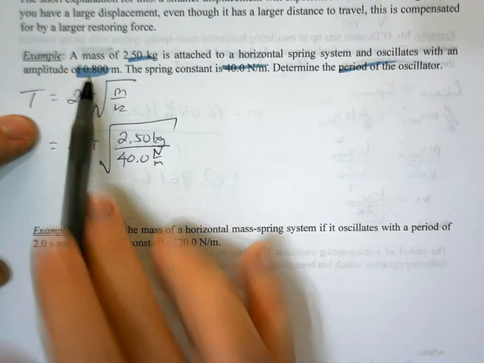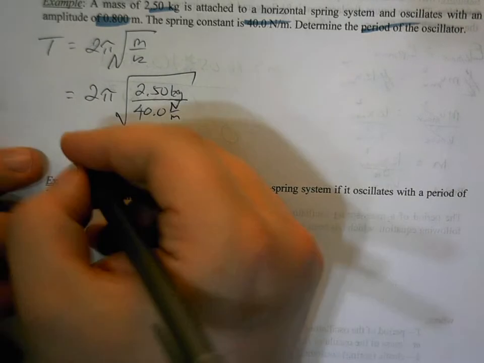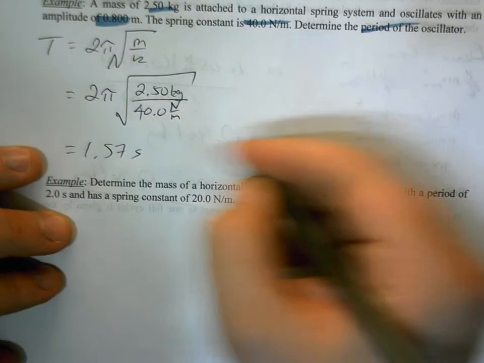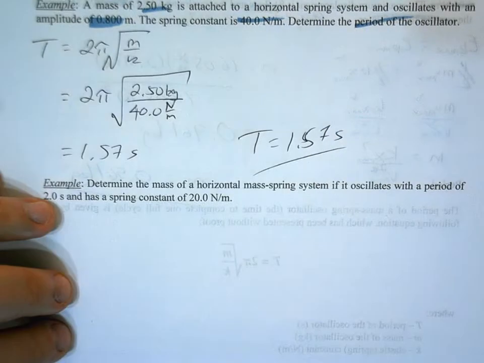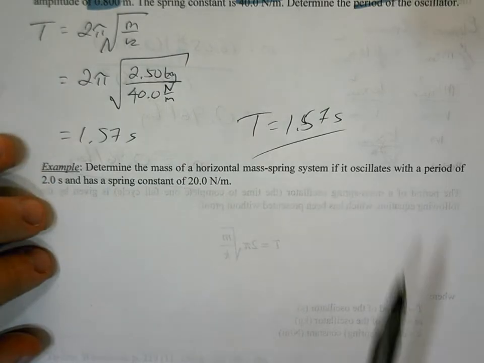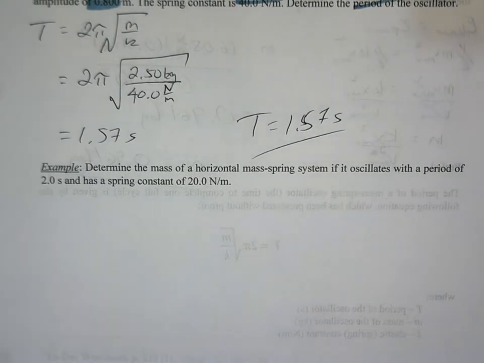So this amplitude of 0.800 meters, great, but it doesn't help us out. It's distracting information. They're trying to bait you into doing something you shouldn't. So let's calculate this. What we're going to get is that the period is about 1.57 seconds. So for this oscillator to do a complete cycle, so to go to the one side, back to the starting side, it's going to take 1.57 seconds.